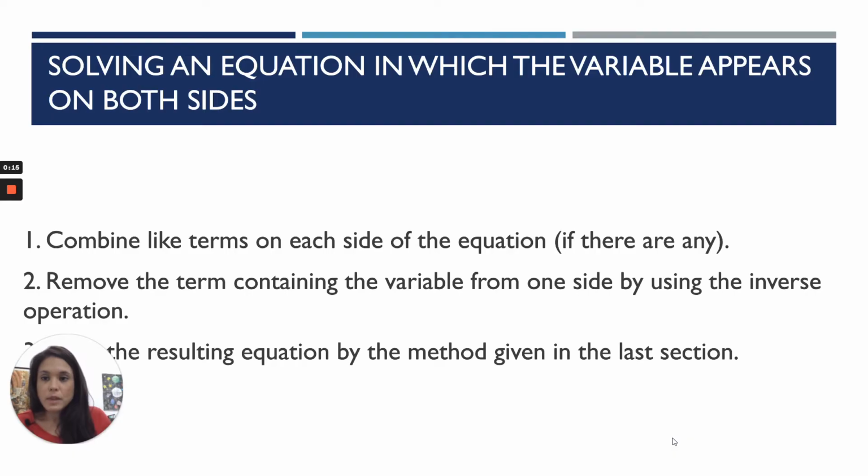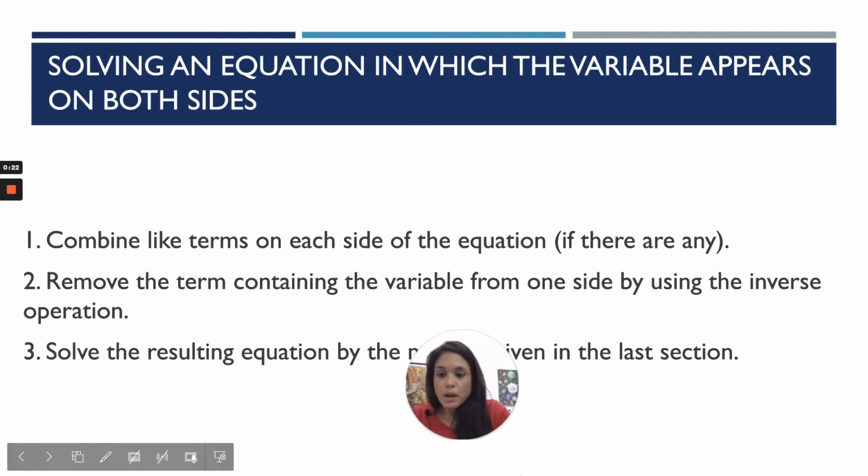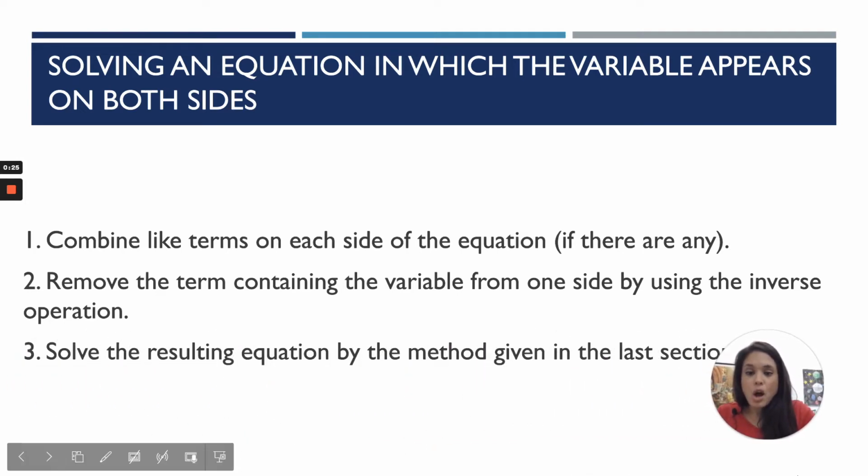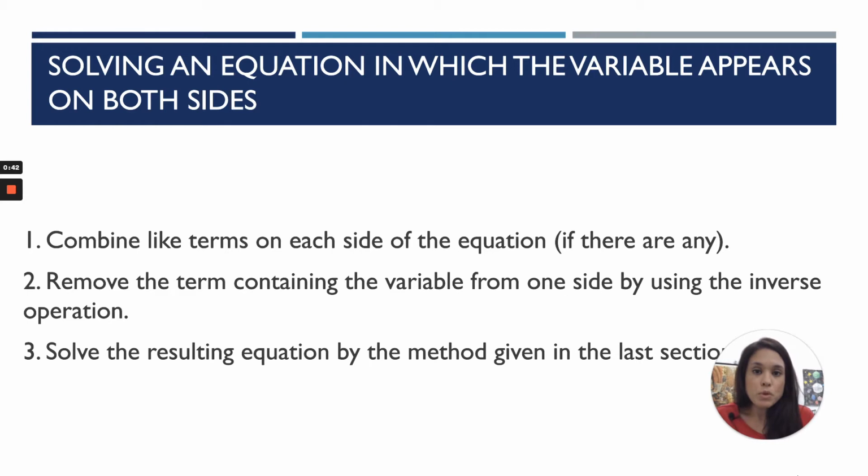Let's get into this. So, a few rules, but nothing that is terribly different from before. You want to combine like terms on each side of the equation, if there are any, before you start to move anything around. Then you will remove the term containing the variable from one side by using the inverse operation. So remember, move the variable first. Then you will solve the resulting equation by the method given in the last section.